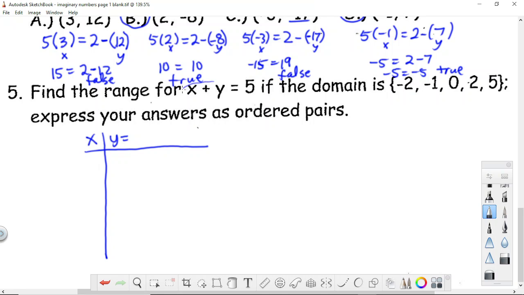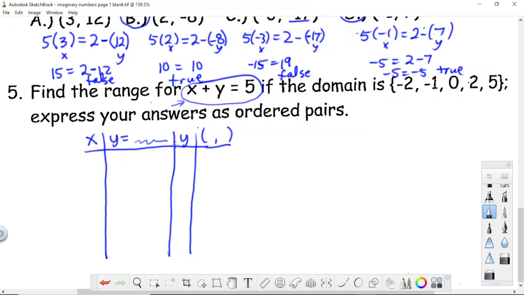We do not have it in that form. We have this equation right here, and we're told find the range for that. But that doesn't say y equals, does it? So we have to think about that a second. So we'll come back to that. We'll make the column for y once we calculate it, and we'll make the column for the ordered pair. So how do we calculate these? What do we do here?